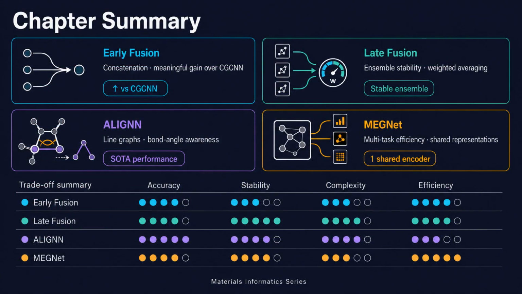To summarize Chapter 5, early fusion concatenates composition and GNN features, achieving meaningful improvement over CGCNN alone. Late fusion provides ensemble stability through weighted averaging. ALIGNN uses line graphs to explicitly model bond angles, achieving state-of-the-art performance. MegNet enables efficient multitask learning with shared representations. Each approach offers different trade-offs between accuracy, efficiency, and practicality.